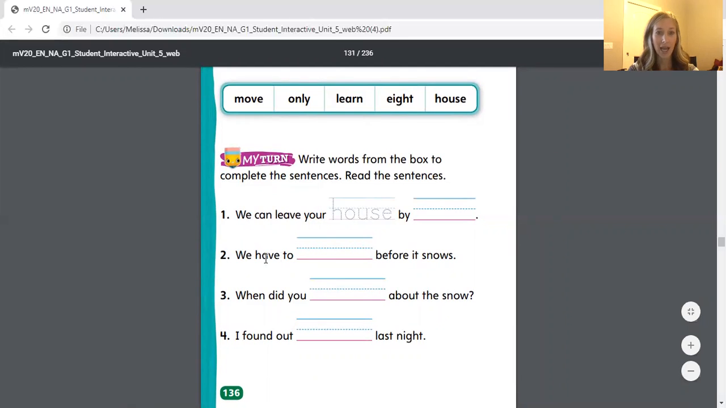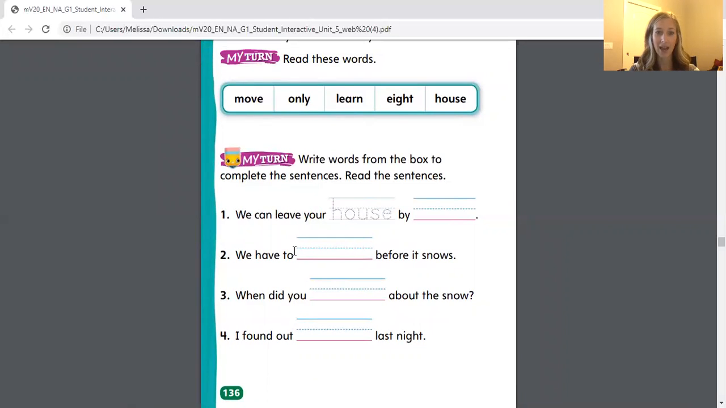Number 2, we have to blank before it snows. What do you think? We have to move before it snows, we have to only before it snows, or we have to learn before it snows? Move makes the most sense. We have to move before it snows. Number 2 should be move, circle it, or cross it out so you know you've already used the word.